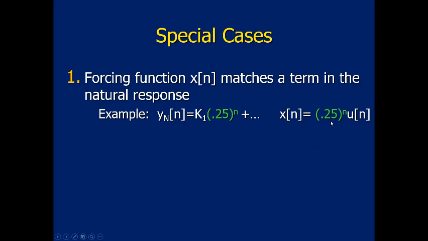So for example, we found the characteristic equation of the system included a z equals 1/4. So our natural response has some unknown coefficient times 1/4 to the n and maybe some other terms. And to that particular system, I'm applying an input that's also a 1/4 to the n u of n. Well, in that case, I have to change my assumption around what the input signal's forced response is going to be.